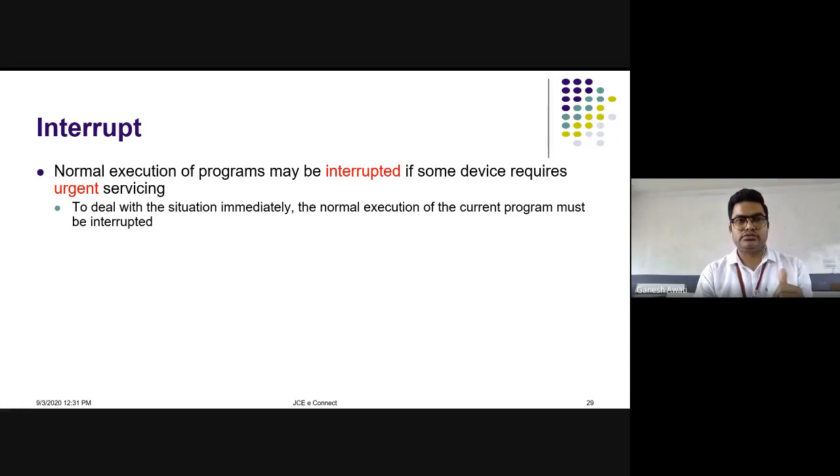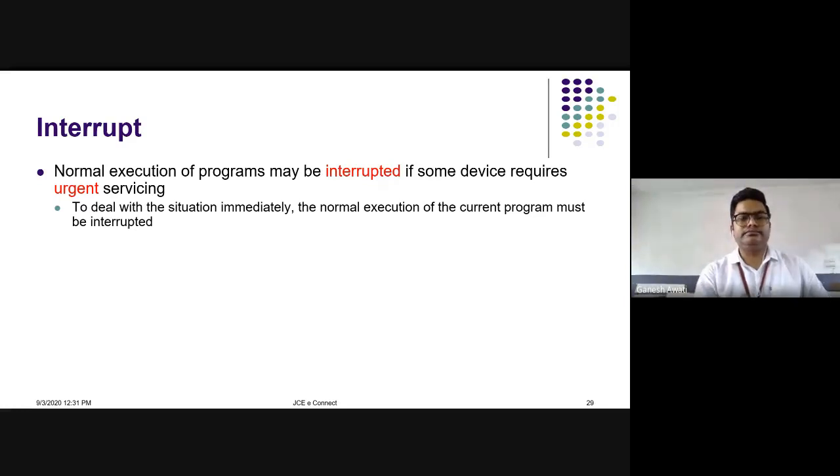So see here, a normal execution of a program may be interrupted if some device requires urgent servicing. Understood? Because your computer is performing many tasks at a time. Sometimes your main program is running, and suddenly something is required, then it comes as an interrupt.